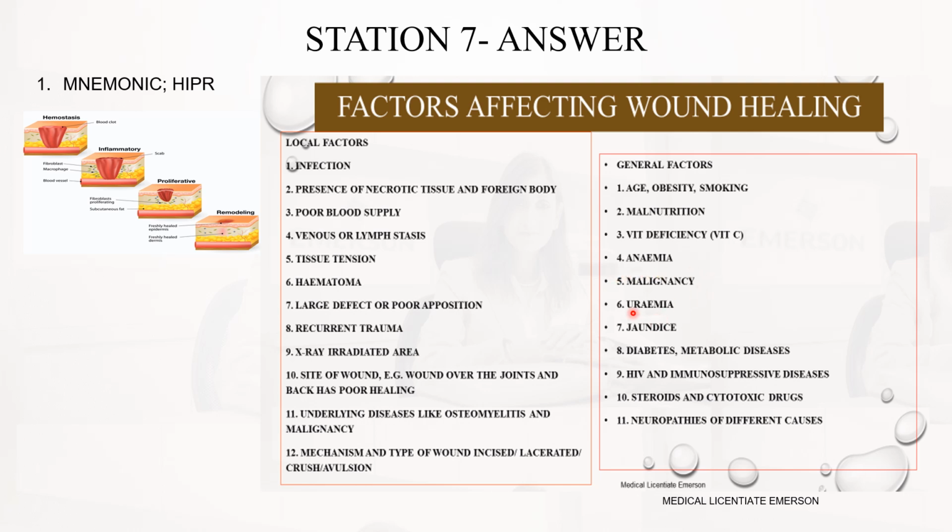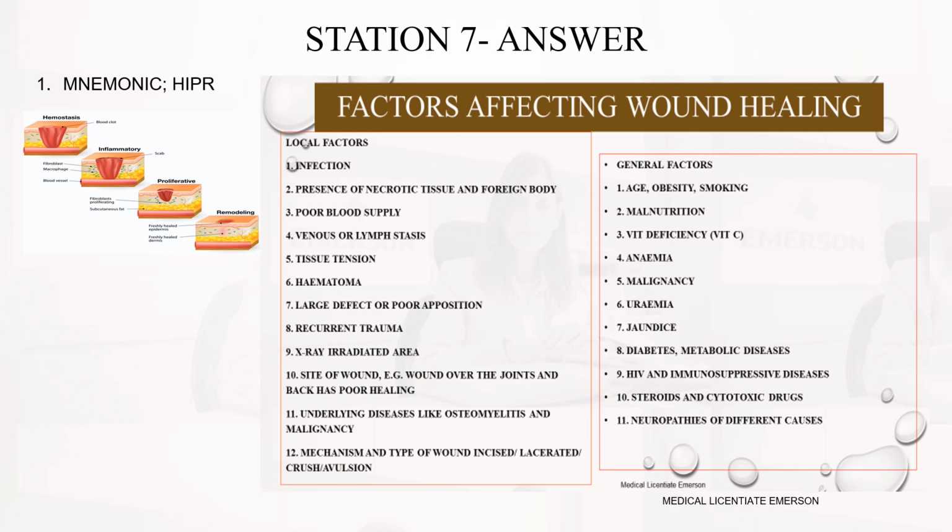Then anemia also, and I remember most people put anemia under local factors. So under local factors, just put the poor blood supply, because anemia is systemic. So in short, instead of calling them general factors, you can also call them systemic factors. So these are systemic factors that affect the system. Okay, so anemia, malignancy, uremia, jaundice, diabetes, metabolic diseases, HIV and immunosuppressive diseases, steroids and cytotoxic drugs, and you have neuropathies of different causes. So these are some of the factors that affect wound healing.